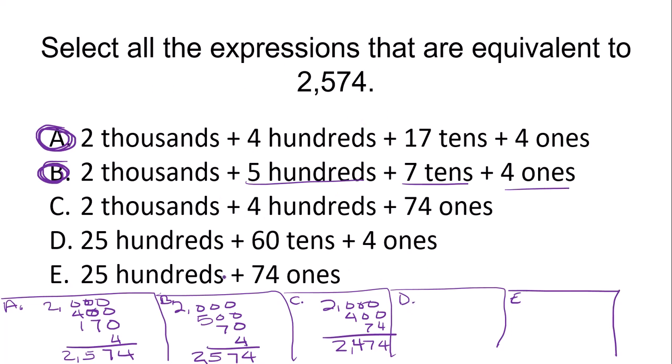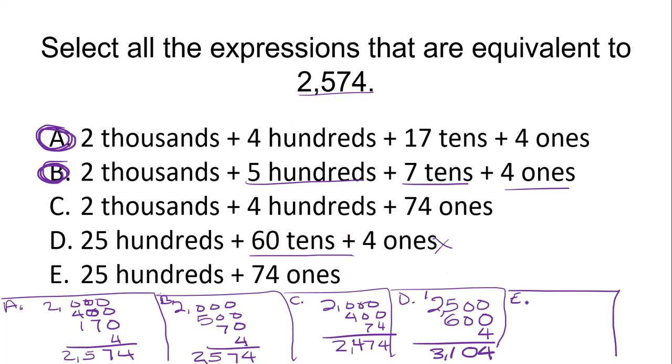So let's try D. D is 25 hundreds. So 25 would be 25. And then how many zeros at the end? That's right, 2 zeros at the end, which is really the same as 2,500, if you can see that, right? Now we're going to add 60 tens. 60 tens is simply 60 and then 1 zero at the end, because that's 60 tens, and then 4 ones, right? So that's 4, 0. 6 plus 5 is 11. We're looking at 3,104. That is not what we're looking for. We're looking actually for 2,574. So D does not work out.